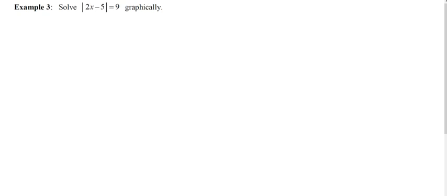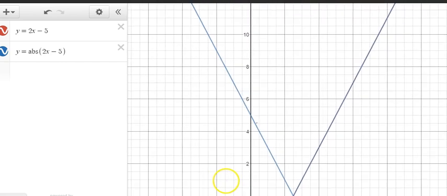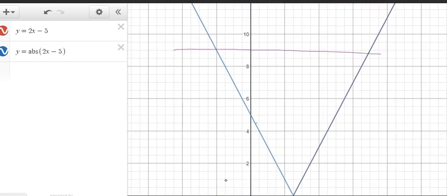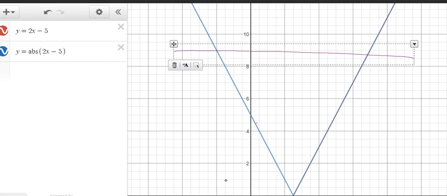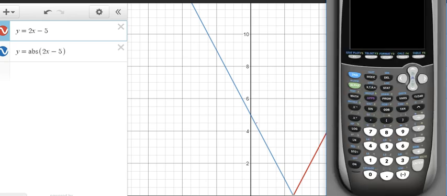Solve graphically. So I've kind of got the graph here. We could make it equal to 9, so that would be here. Negative 2, 9. You can see it. And here, I want this to be equal to 9. There's 7, 9. Okay. Now, that's not what they really mean.